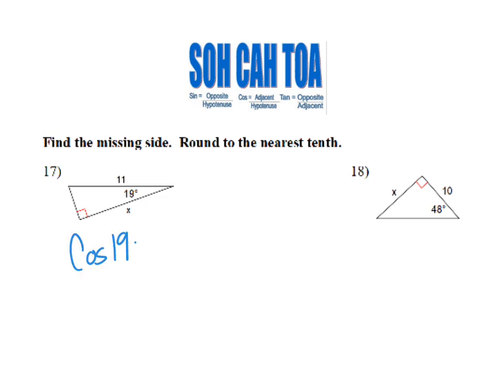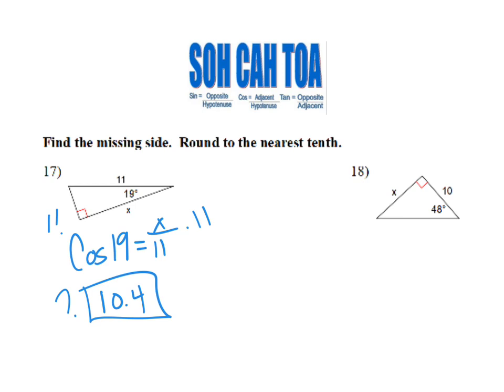Cosine of 19 is equal to adjacent over hypotenuse. I'm going to take both sides times 11. You tell me what you get. I got a 10 point, oops, that's not very neat. 10.4 for your other side length.